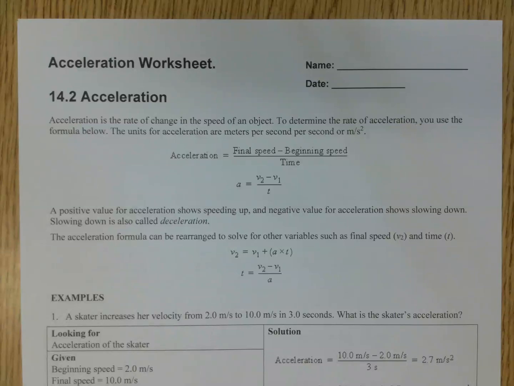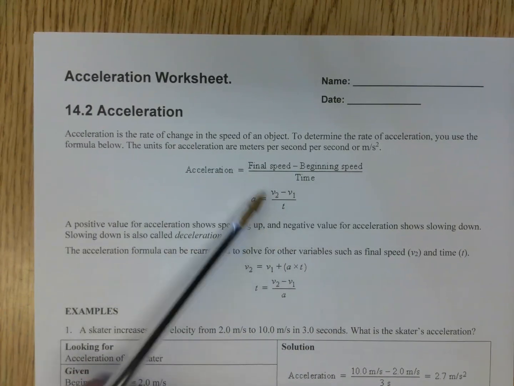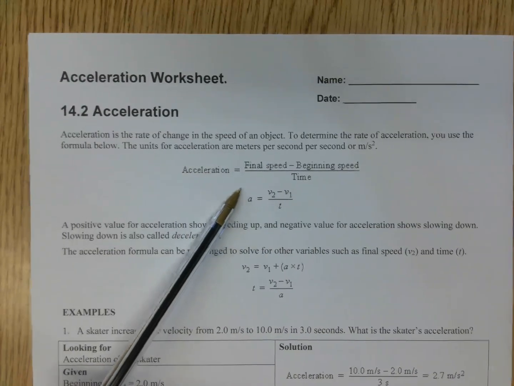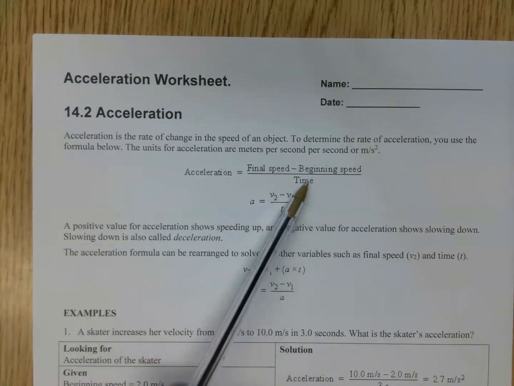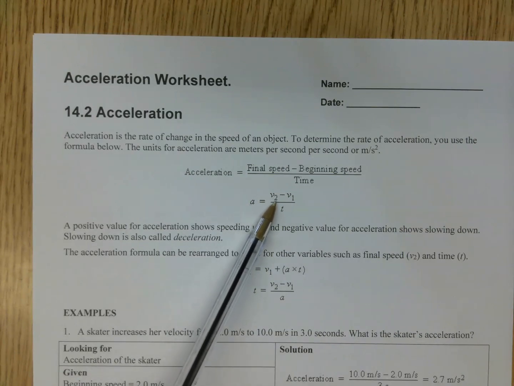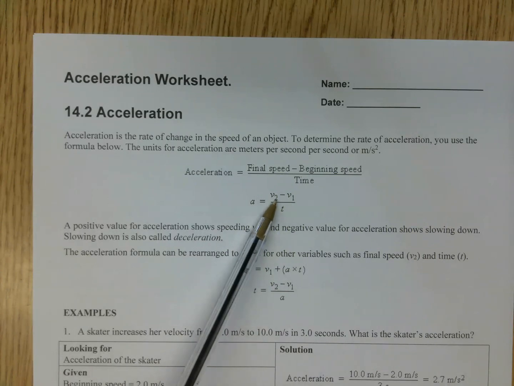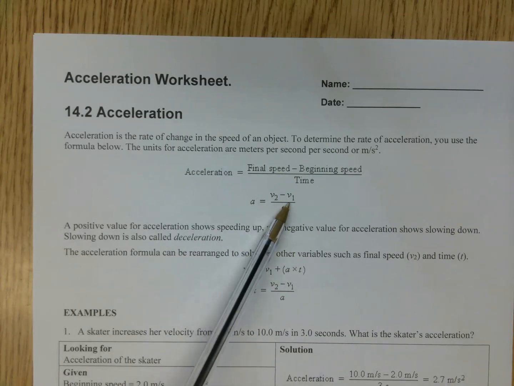Okay, so I want to show you how to complete some of these acceleration practice problems. If you see on your worksheet, this would be pretty much the same one that you have. Here's the equation, right? Acceleration is final speed minus beginning speed divided by time. The general equation for that is A equals V2, or this could be V of F, V final, minus V initial divided by time. And you'll see that this V2 is really V of F, V final, minus velocity initial.